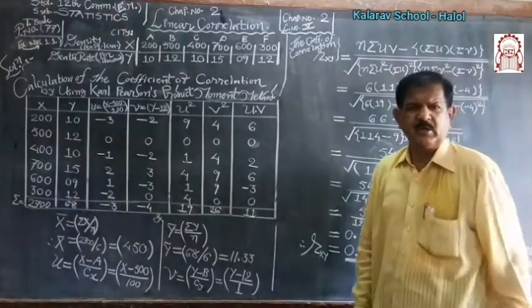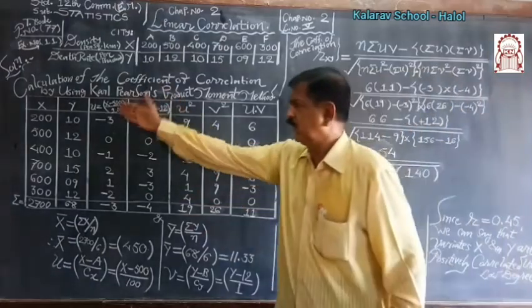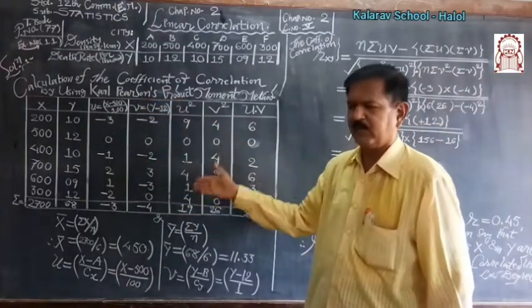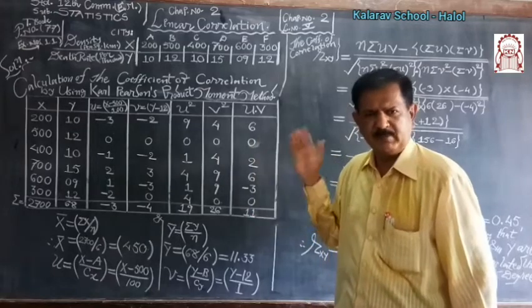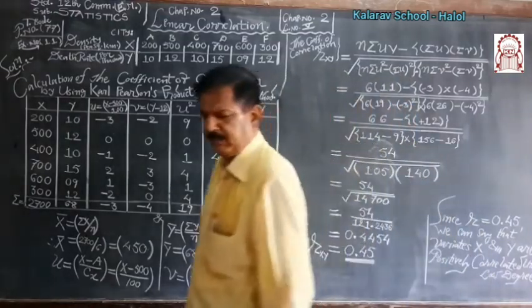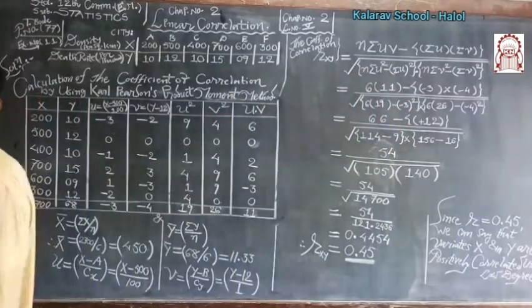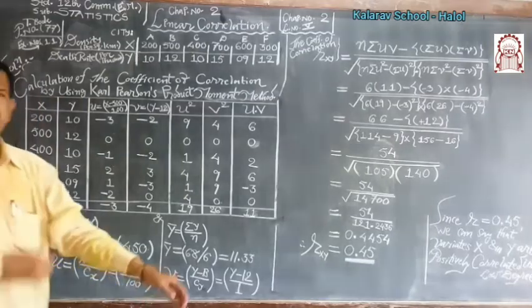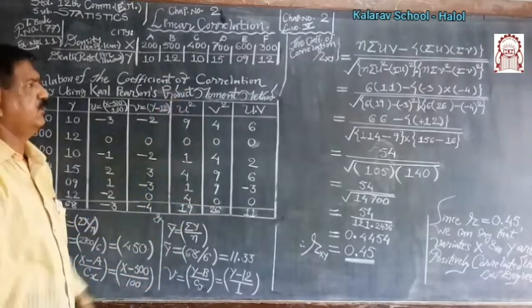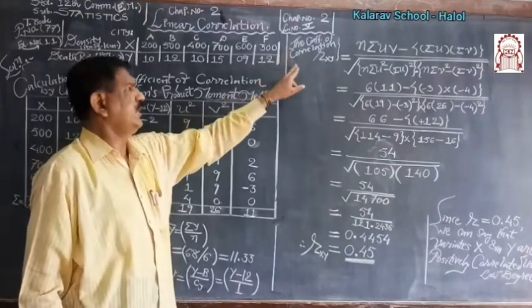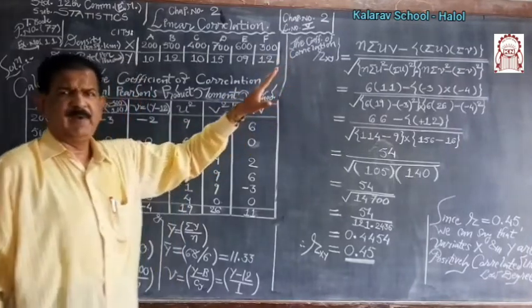Then make the total of each and every column: total of u, total of v, total of u square, total of v square, and total of uv. After completing this table, we compute the coefficient of correlation. The coefficient of correlation R is given by the applicable formula.